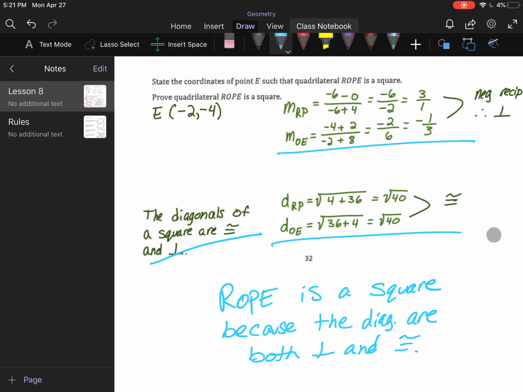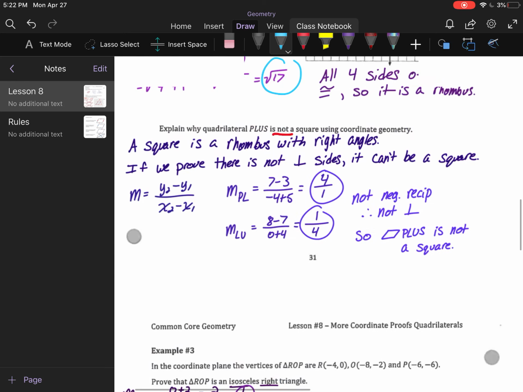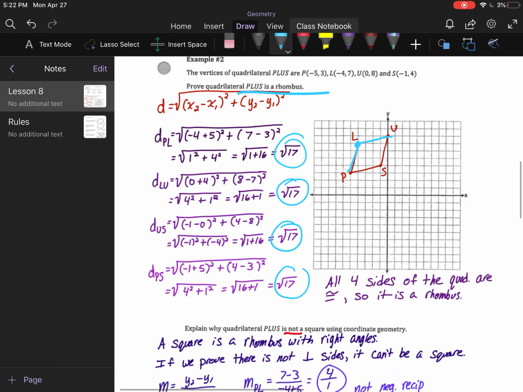Okay, so as long as you've got the work to show it and the sentence to back it up, then you've done everything that you need to do. And then the homework for this is going to be pretty similar to number 2 from this lesson. So if you are having any trouble with the homework, look back to example 2 and do pretty much the same thing we did there.